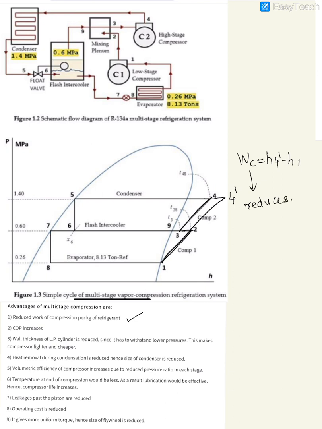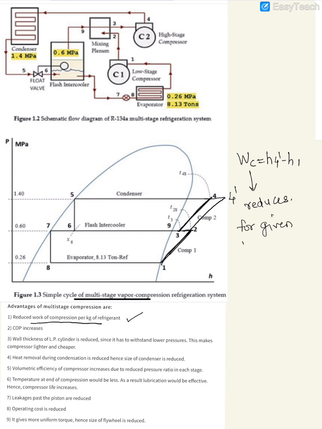And why does it reduce? It reduces because the slopes of these isentropic lines become flatter as you move away from the saturation curve. So that is the reason why the compression work reduces with multi-staging. So this is an important advantage, and the most important advantage, that per kg of refrigerant, because of multi-staging, the compression work reduces.